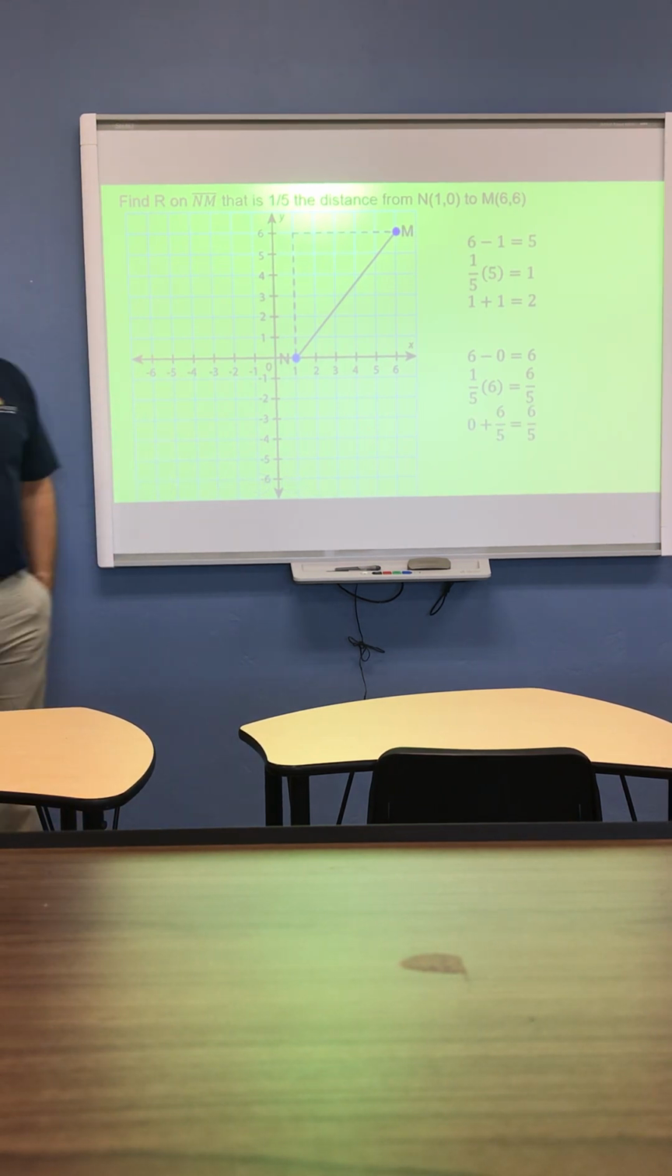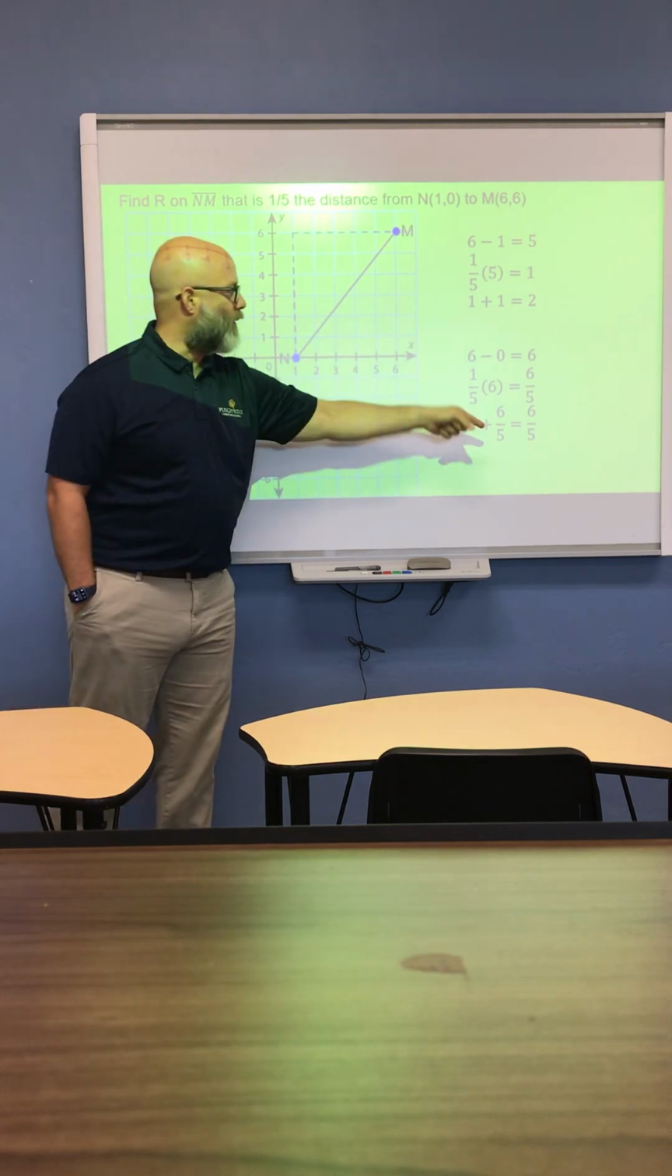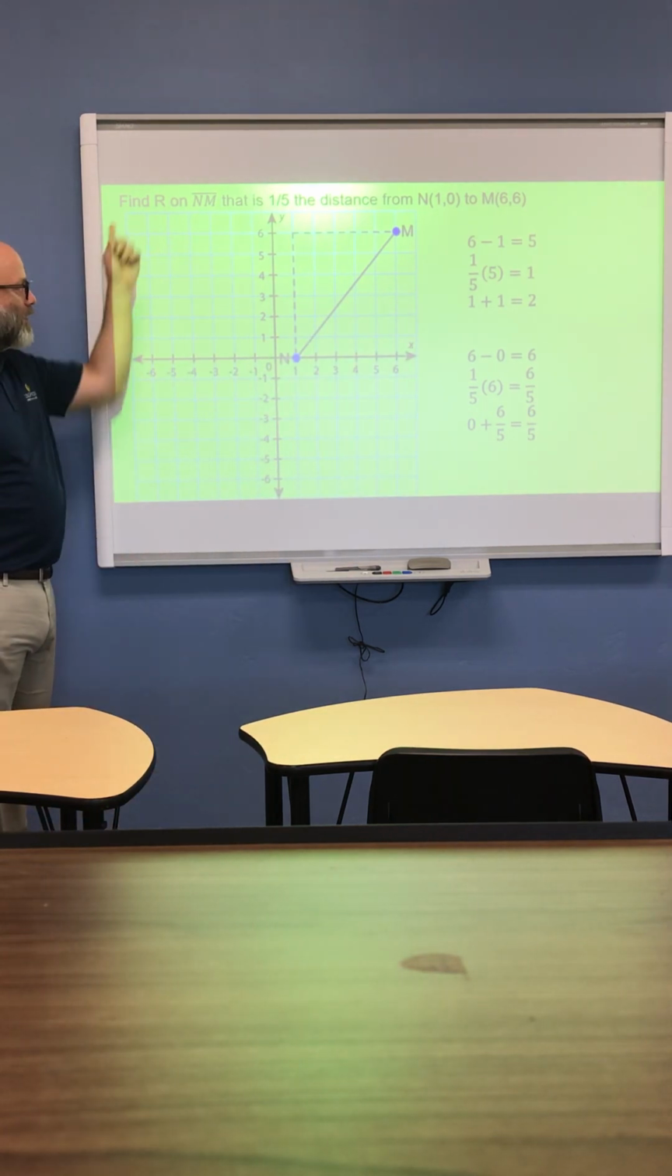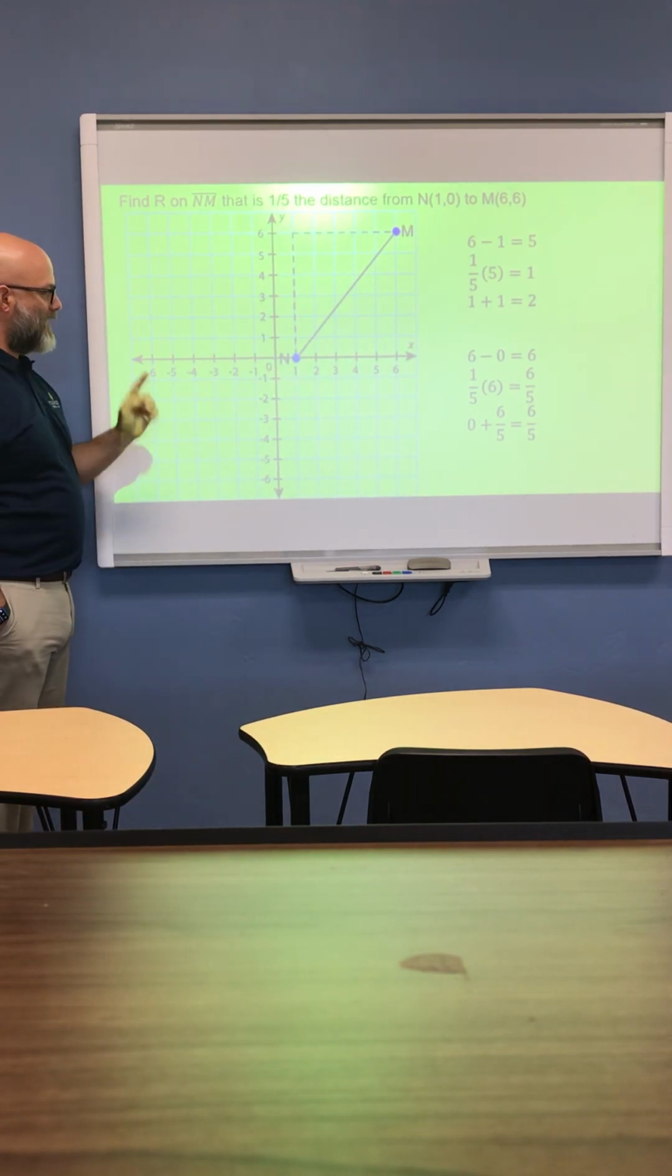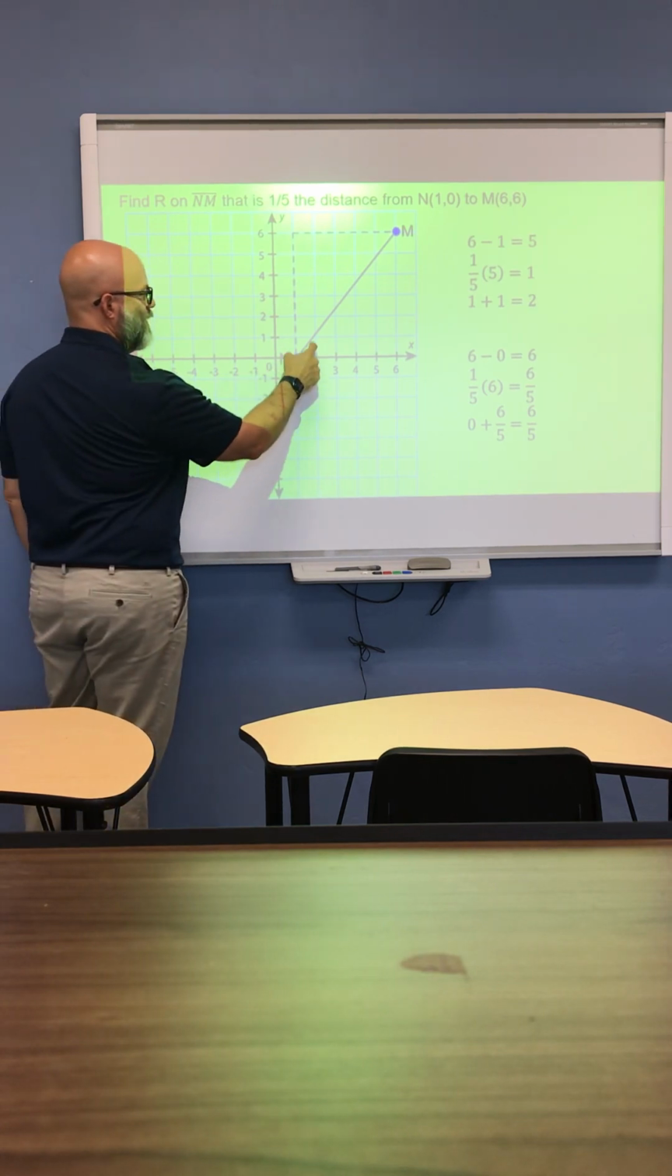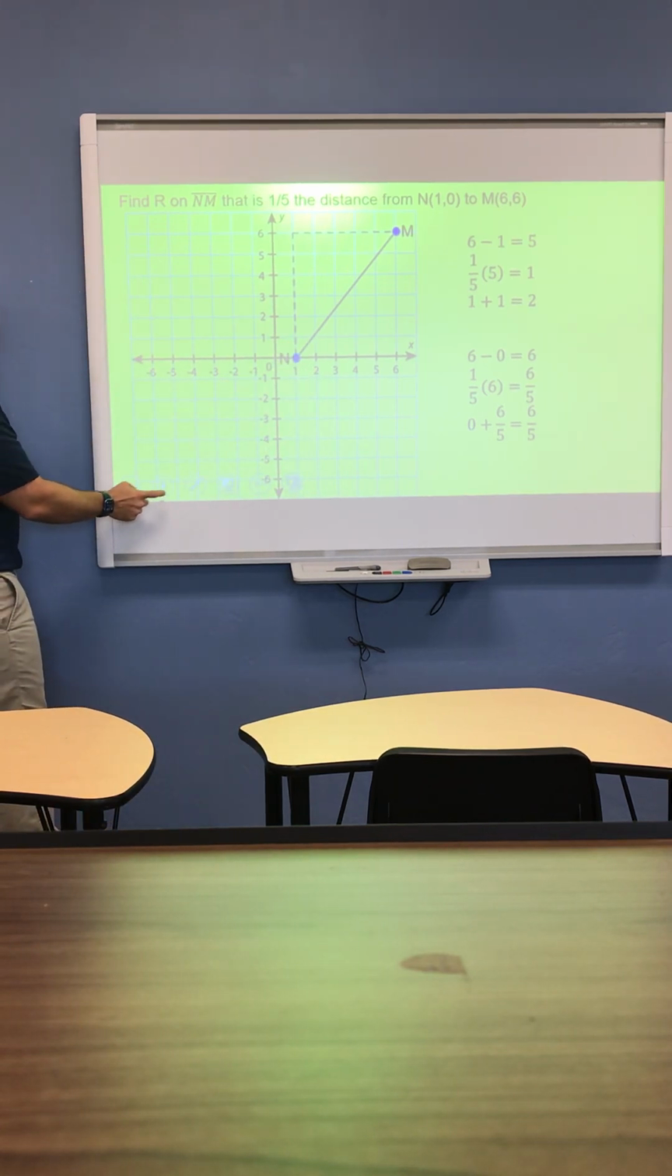Am I done? I'm done. Got my x coordinate, my y coordinate of R, which is 1/5 of the way up. And it's at (2, 6/5). That's (2, 6/5) right about there. Very close to where we originally thought it might be.